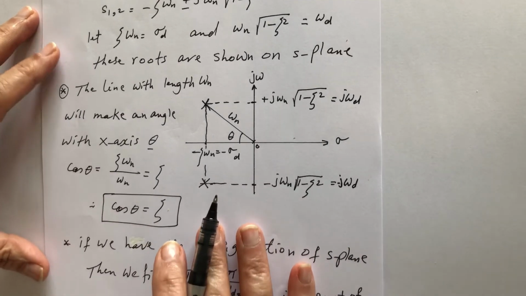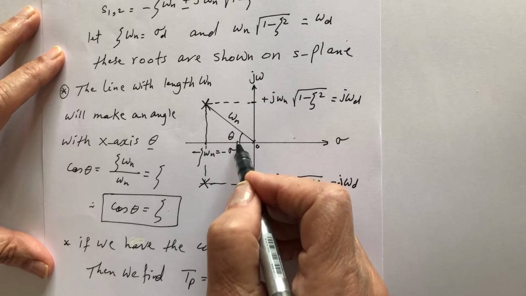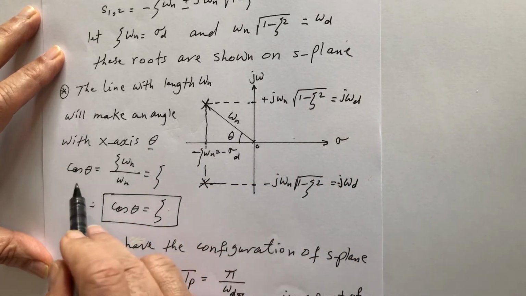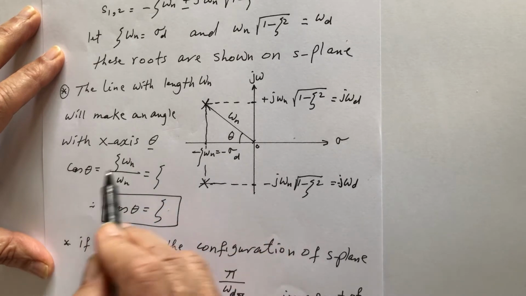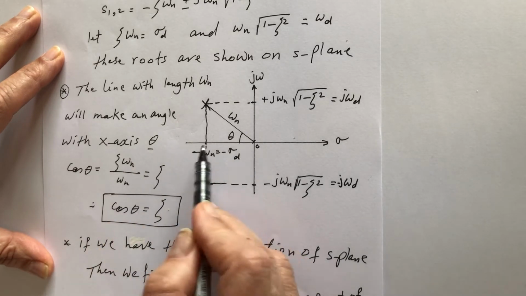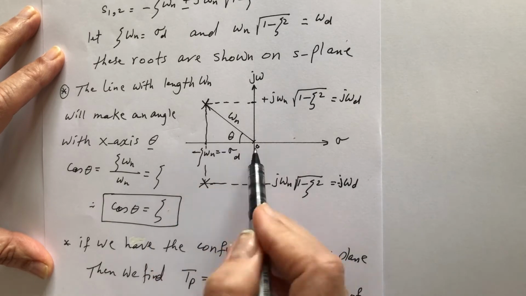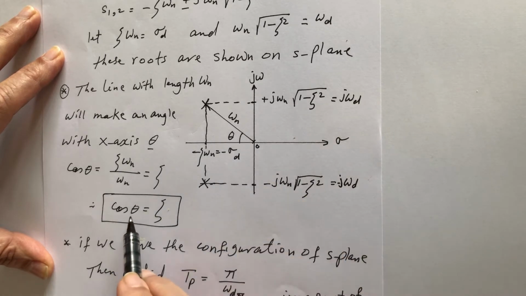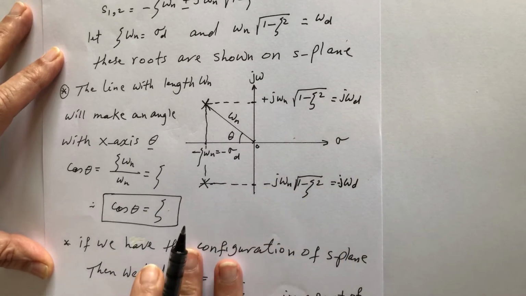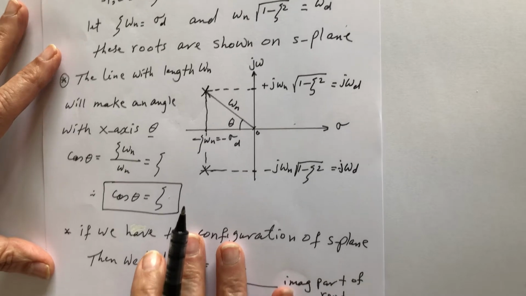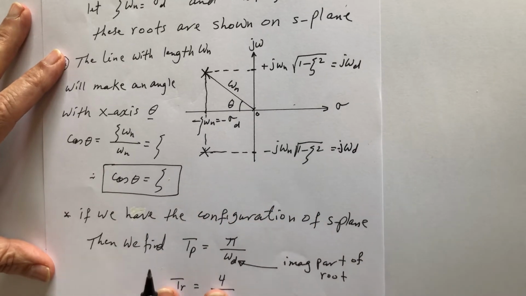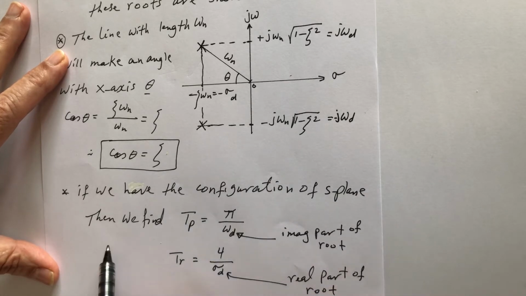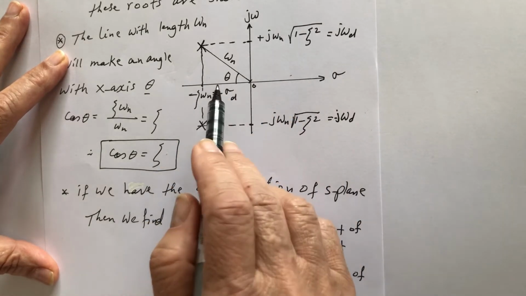Basically, if we look at this angle, the angle is theta with the x-axis, the sigma axis. Cosine theta is equal to zeta omega n over omega n, adjacent over hypotenuse, and it equals zeta. Then cosine theta equals zeta. These are important things on the S-plane, which are going to be helpful later when we go on in the material.